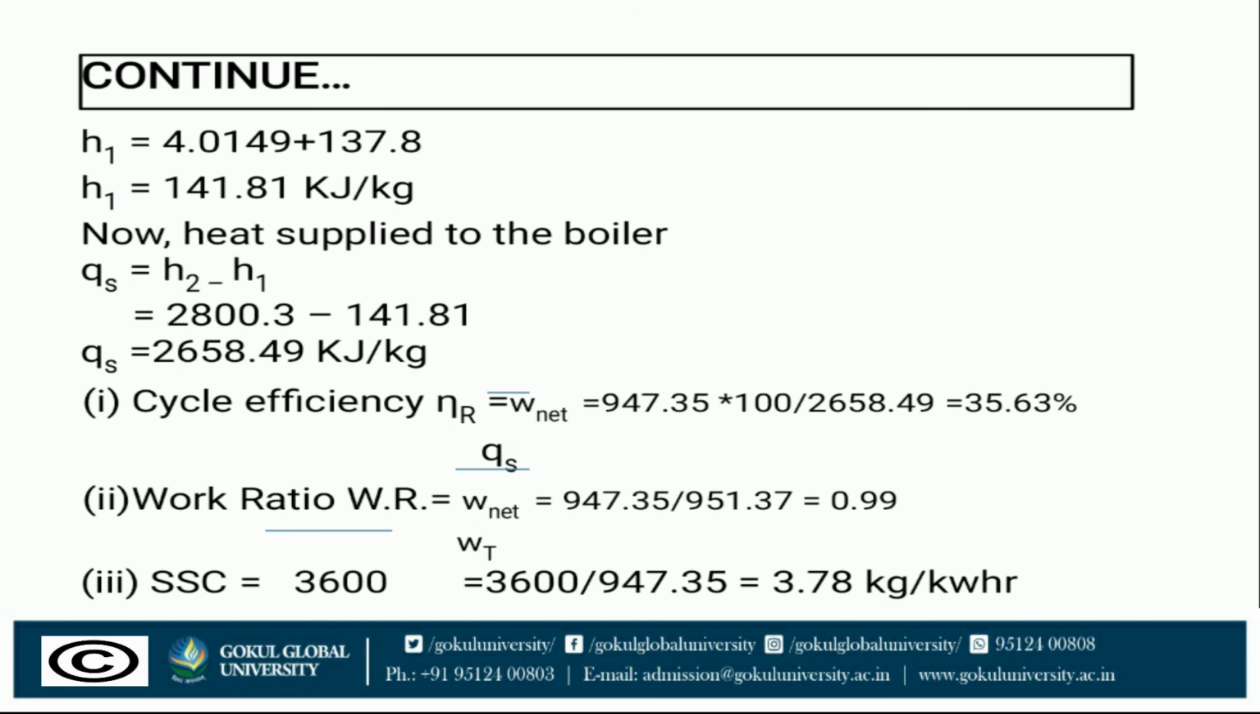Second one, work ratio. The equation is W net by WT, which is equal to 947.35 divided by 951.37, equal to 0.99. The value of work ratio is always less than 1. Last and final, we find the specific steam consumption, SSC, equal to 3600 divided by WT minus WP, equal to 3600 divided by 947.35, which is equal to 3.78 kilogram per kilowatt hour. Thank you.